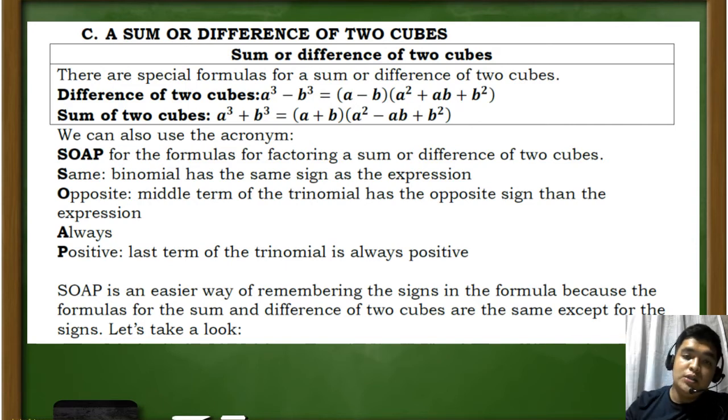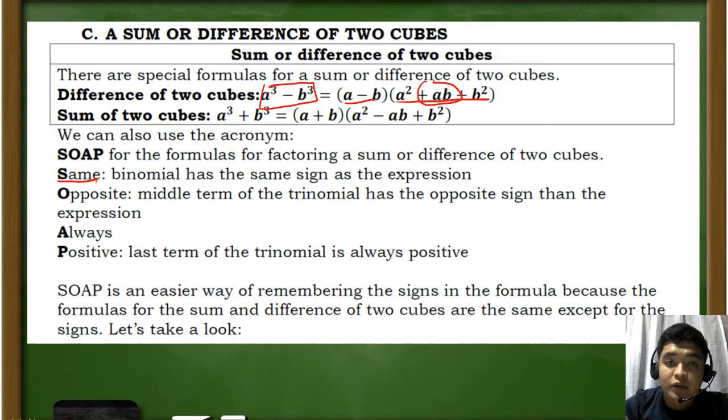So we can also use the acronym SOAP. What do we mean by SOAP? S means same. Same means the binomial has the same sign as the expression. For example, this is the given, this is the binomial, this is the trinomial. Binomial is two terms. So same means whatever the sign of the expression is, that is the sign of your binomial. For opposite, the middle term of the trinomial has the opposite sign than the expression. Meaning, this is the sign of the middle term of the trinomial. Then A is always positive, the last term.